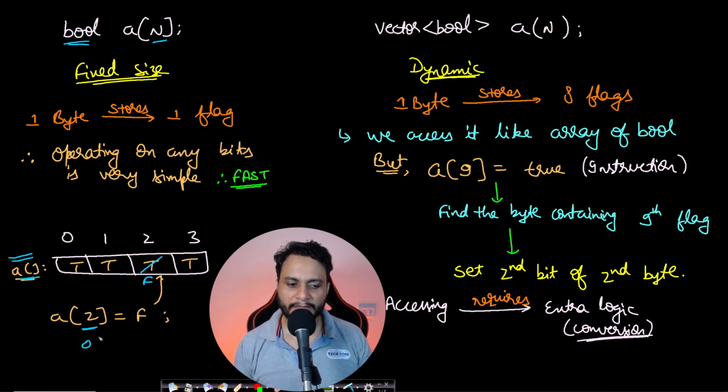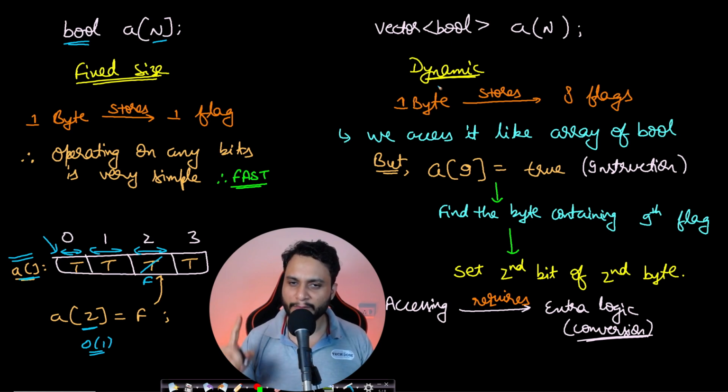The random access on array is O(1), and there is no complexity involved because you know the starting position and every size is exactly the same. So it is one of the fastest operations, right? Random access on array. So we have seen the boolean array. Now let's look at the vector array. Now in vector array it stores 1 flag in 1 bit. Okay, so 1 byte has 8 flags.